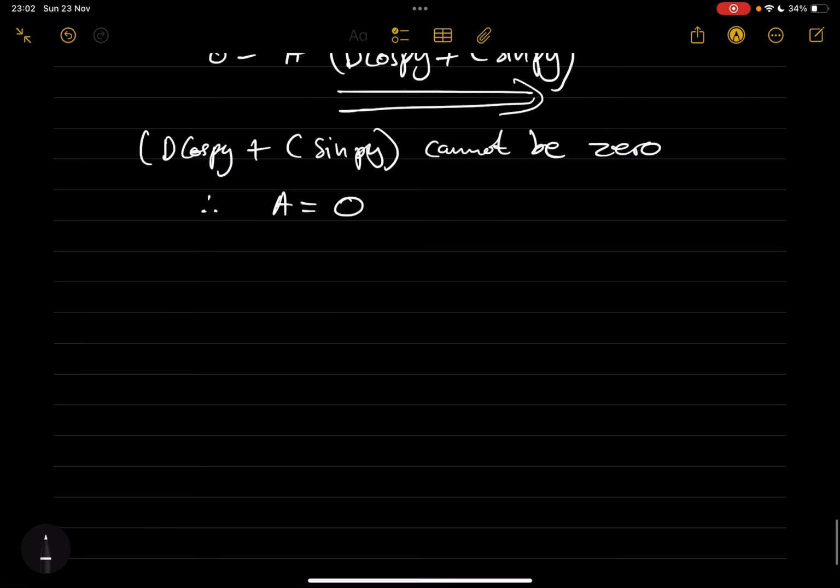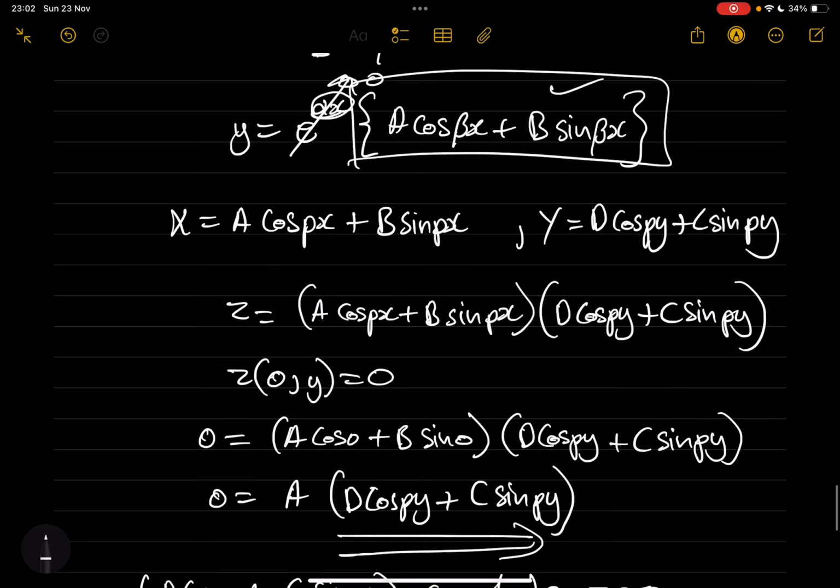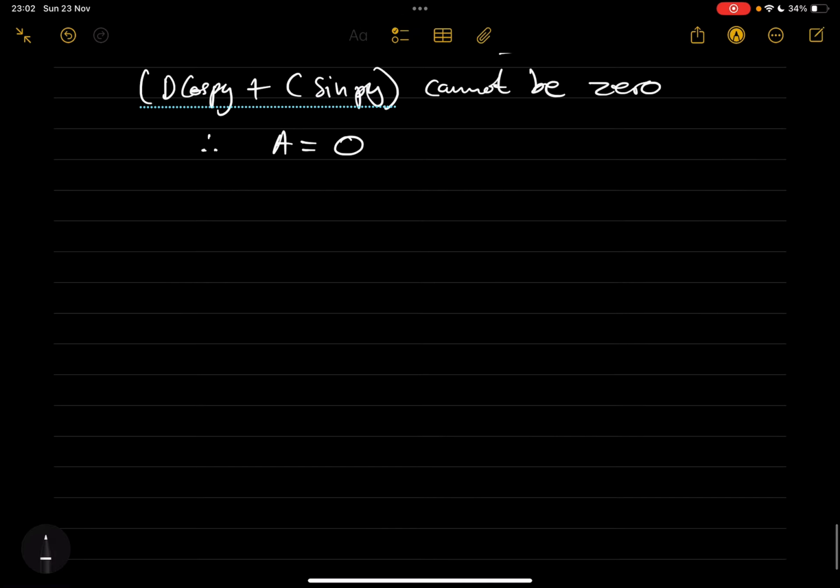So if a is equal to 0, we can rewrite this general solution where a is 0. So we are going to have z equal to b sine px times (d cos py plus c sine py).